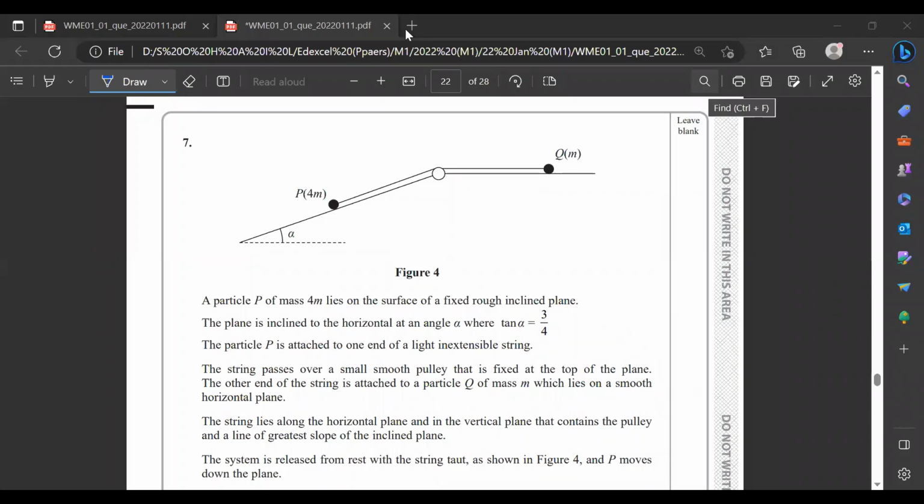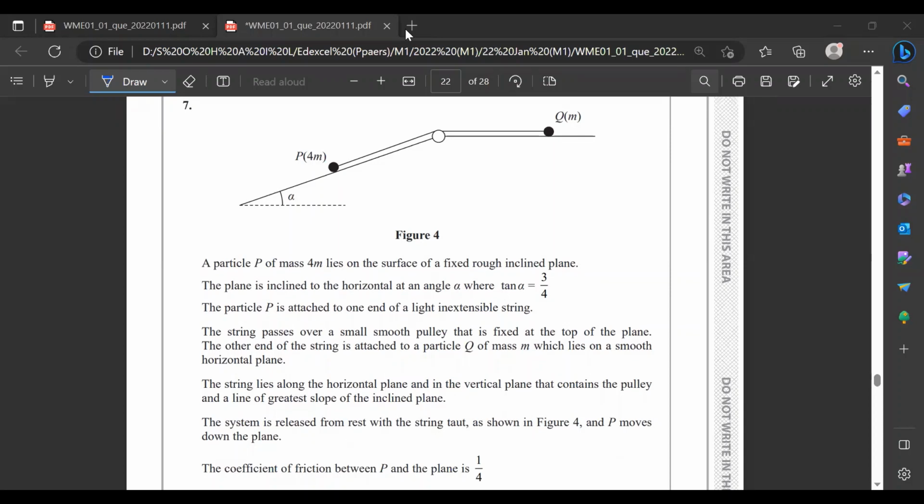Again from M1, Mechanics M1, January 22, question number 7. A particle P of mass 4m lies on the surface of a fixed rough inclined plane. The plane is inclined to the horizontal at an angle alpha, where tan of alpha is 3/4. The particle P is attached to one end of the light inextensible string. The string passes over a small smooth pulley that is fixed at the top of the plane.